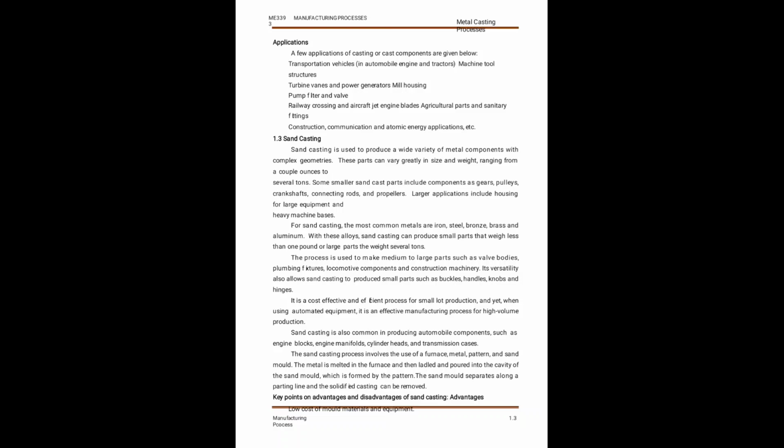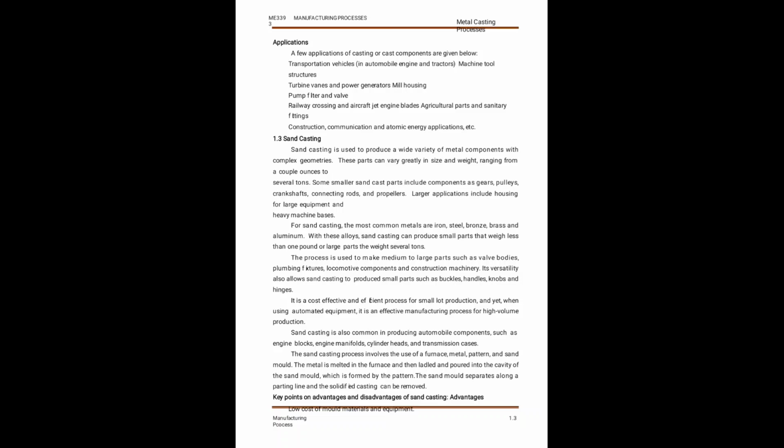Sand casting is used to produce a wide variety of metal components with complex geometry. Some smaller sand casting parts include gears, pulleys, crankshafts, connecting rods, propellers, etc. For sand casting, the most common metals are iron, steel, brass, and aluminum. With these alloys, sand casting can produce small, lightweight parts less than 1 pound or large products weighing several tons.